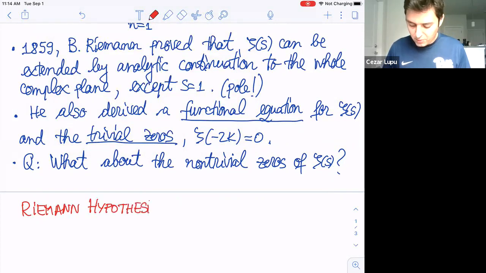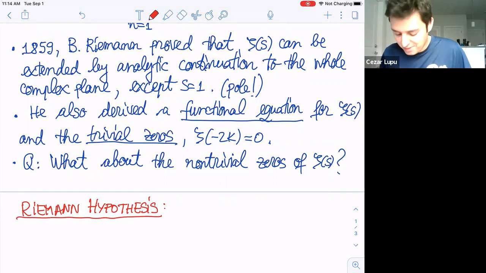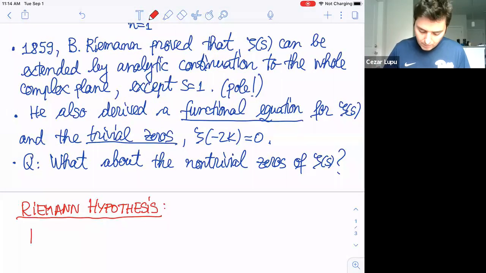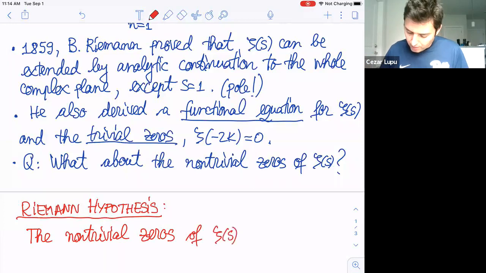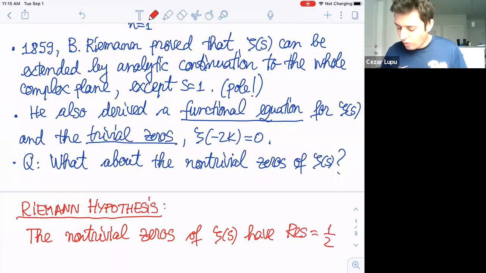And like I said, for me to talk in more detail about this, it would probably be a big part of any complex analysis course. So the Riemann hypothesis says that the non-trivial zeros, or non-real, I would say, of zeta of s satisfy this: they all have real part of s equal to 1/2. That's the Riemann hypothesis.